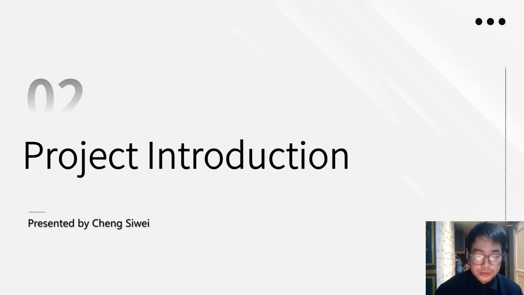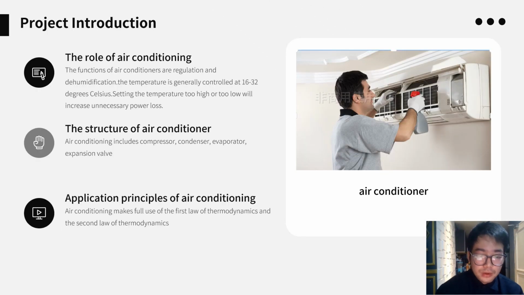Now let's move on to the second part, project introduction. The air conditioner is an essential appliance in our daily life. Its main function is to adjust the temperature and the humidity. Its temperature regulation range is generally controlled at 16 to 32 degrees Celsius, and unnecessary power loss will increase outside this range. The main structure of the air conditioner includes four parts: compressor, condenser, evaporator, and expansion valve. They work together to create the air conditioner function.